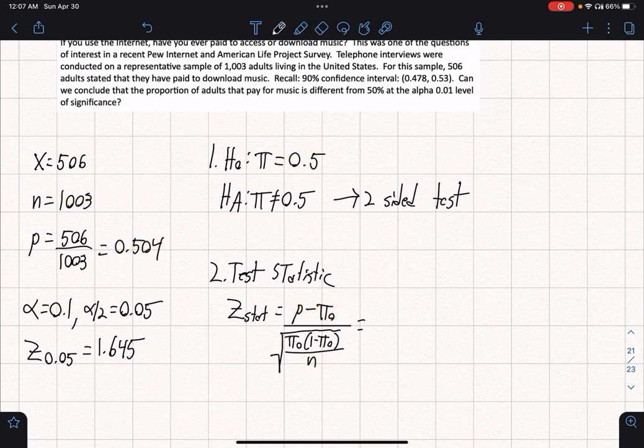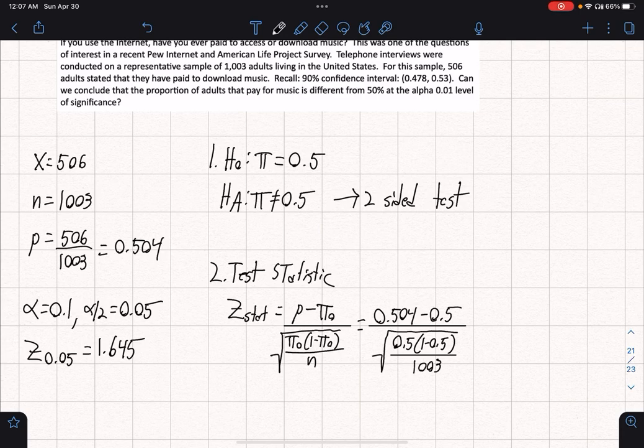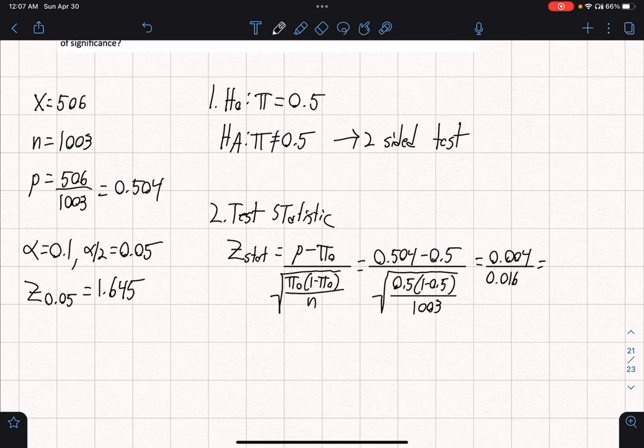So let's go ahead and plug in. So we have 0.504 minus 0.5 divided by, so 0.5, 1 minus 0.5 divided by 1,003. Take the square root of that. So I get 0.004 over 0.016. Put that into my calculator. I get a value of 0.25.